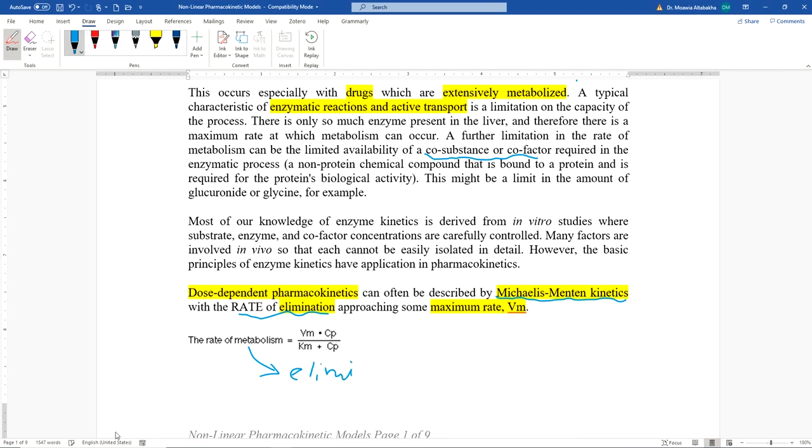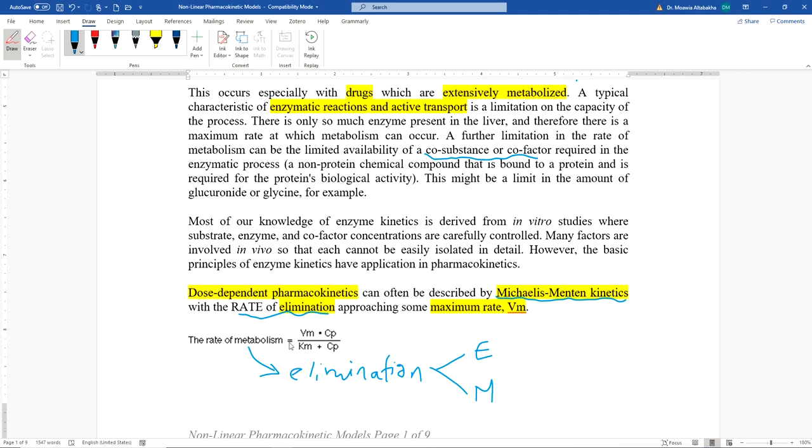Okay, because elimination is what? If you remember, excretion and metabolism. So we will consider that the metabolism is the whole process of elimination. So the rate of elimination is equal to Vm times the concentration of the drug in the plasma divided by Km plus the concentration of the drug in the plasma.